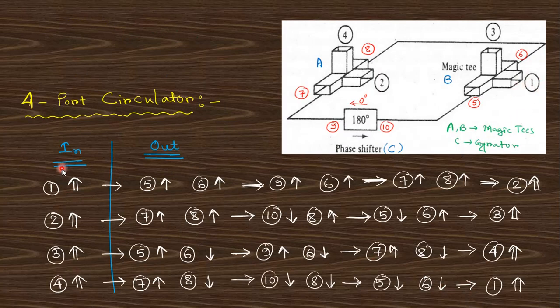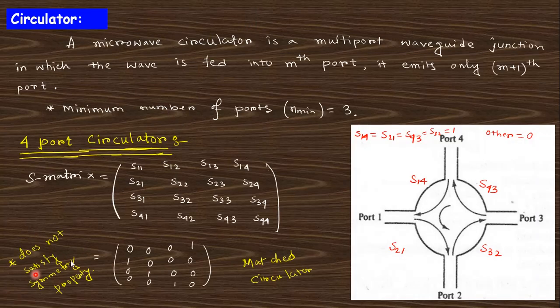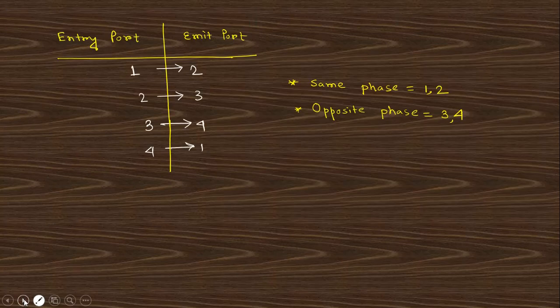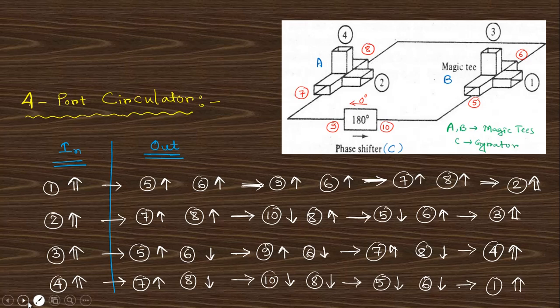I think it is clear about this 4 port circulator: this combination, that is 2 magic T and 1 gyrator, makes this 4 port circulator, because input 1, output 2; input 2, output 3; input 3, output 4; input 4, output 1. So this satisfies the property of the 4 port circulator S matrix. So I think it is clear that a magic T and a gyrator make a 4 port circulator.